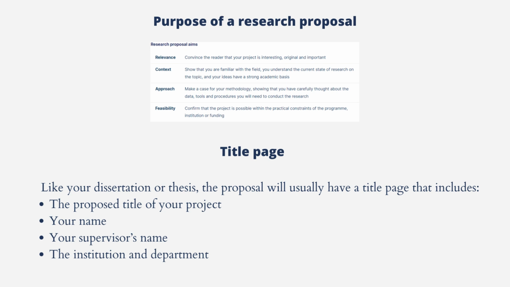Title page. Like your dissertation or thesis, the proposal will usually have a title page that includes the proposed title of your project, your name, your supervisor's name, the institution and department. Check with the department or funding body to see if there are any specific formatting requirements. Abstract and table of contents. If your proposal is very long, you might also have to include an abstract and a table of contents to help the reader navigate the document.